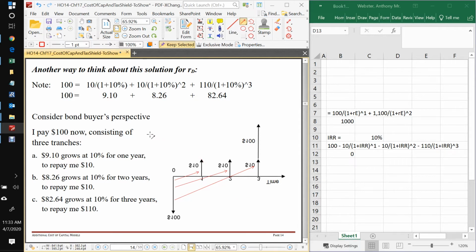So this is a very good way to think about it from the bond buyer's perspective. I give you 100 now, it's growing at 10%, and of that 100, $9.10 is going to grow by 10%, give me 10 in a year, et cetera, et cetera. So I think this is a very helpful way to think about this.